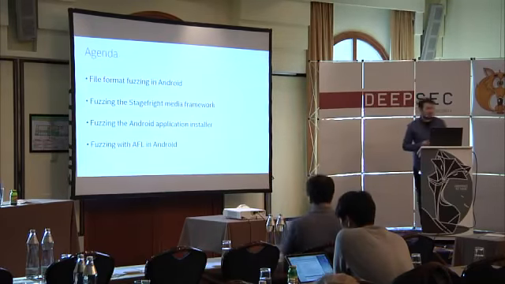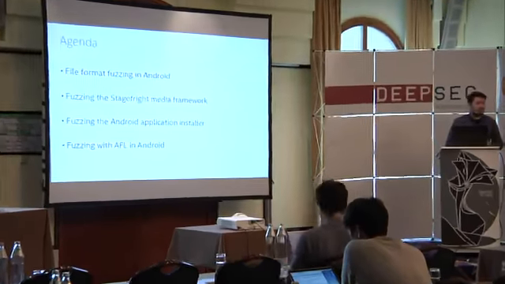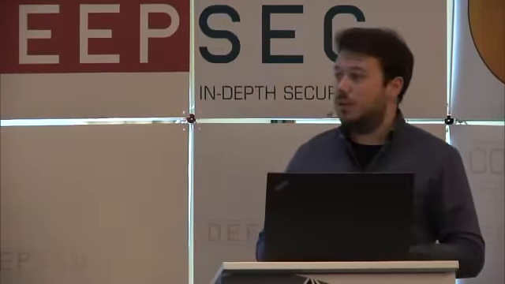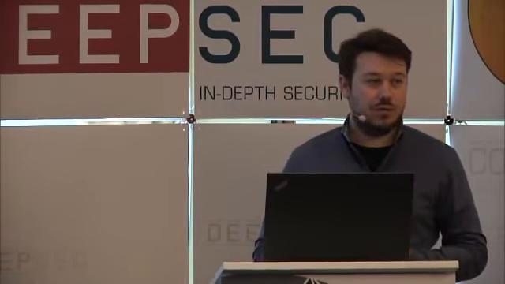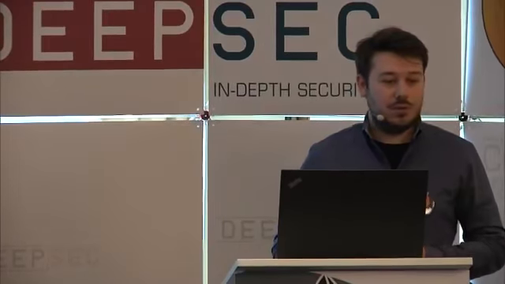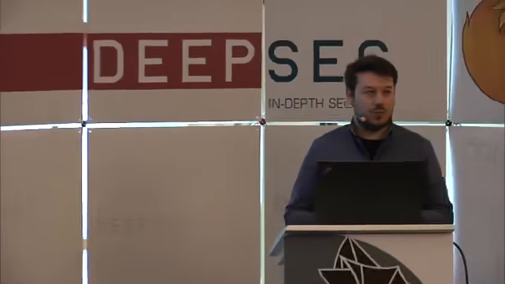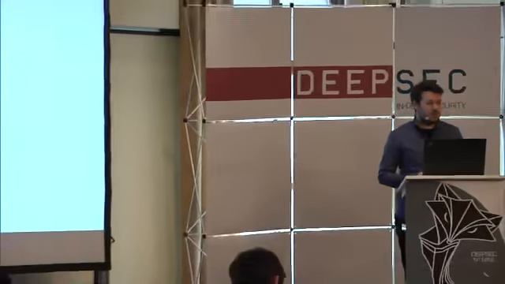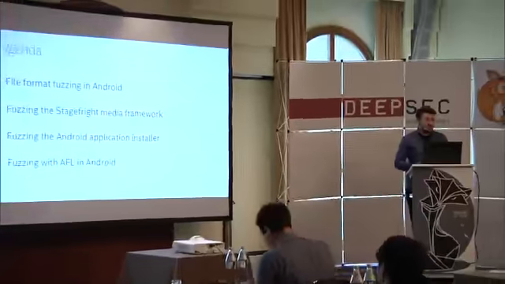These are the main points of the presentation. First, we'll see a general overview of how we can perform file format fuzzing in an Android environment. Then we'll see how this approach can be applied to several targets from the Android operating system. We'll see how to perform fuzzing against the Stagefright media framework and also the Android application install process. Towards the end of the session, we'll also see how to use an alternative approach, more exactly how to make use of the American Fuzzy Lop tool, which is a very popular fuzzing tool, in an Android environment.